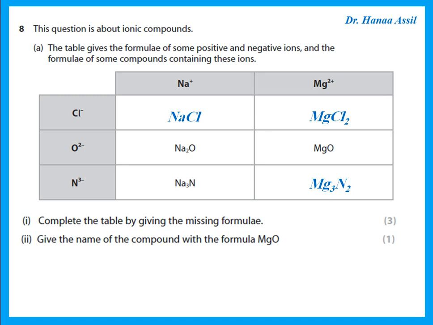Give the name of the compound with the formula MgO. What is MgO? Mg, of course, is magnesium. Now, O is oxygen, but when it is in a compound, we don't say oxygen, we say magnesium oxide. So that is MgO.